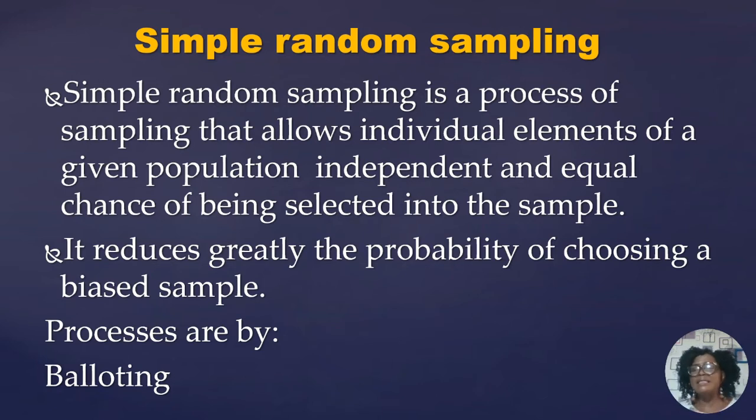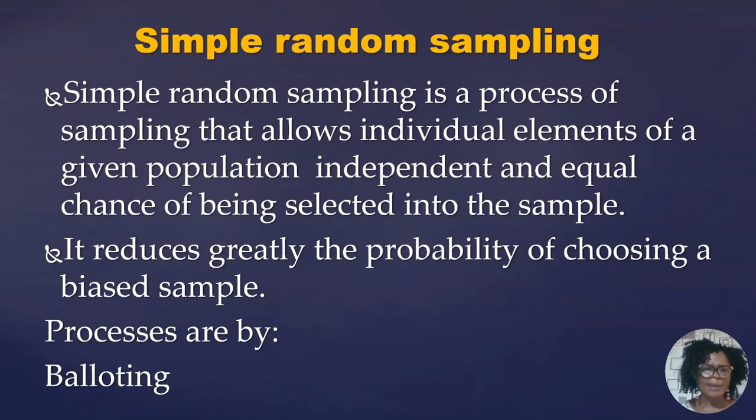So once they are there, any state is there, so that you choose any state to work with. It's not because you like it or because you don't like it. The choice is independent and equal chances are given in selecting that one. And it greatly reduces the probability of choosing a biased sample.